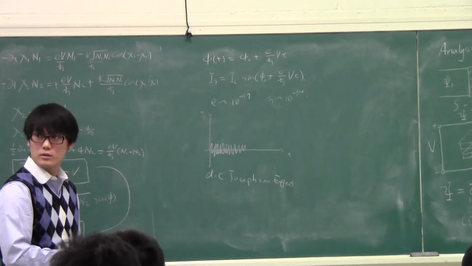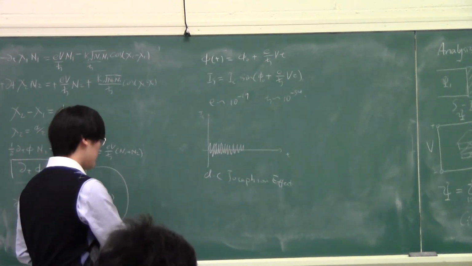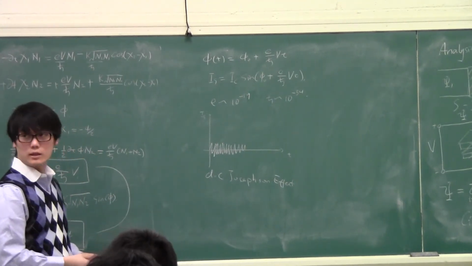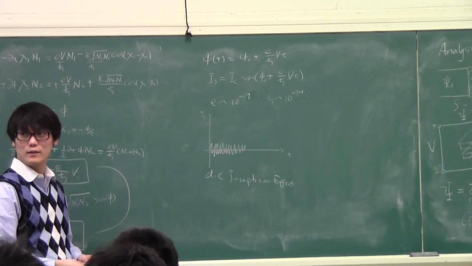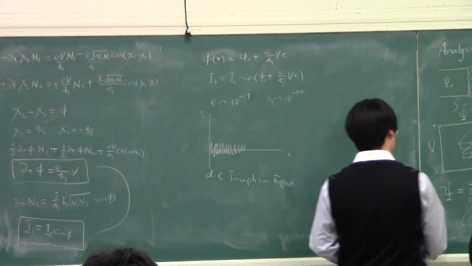Maybe we should stop here. You can take 2 more minutes, I suppose. Okay, 2 more. Do you have anything else to say in 2 minutes? Yeah, just the AC Josephson effect, I guess. Yeah, you can mention that briefly. All right, so let me mention that briefly.